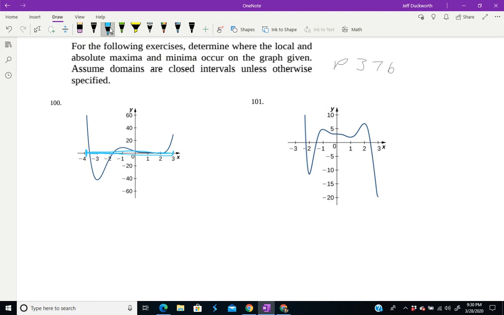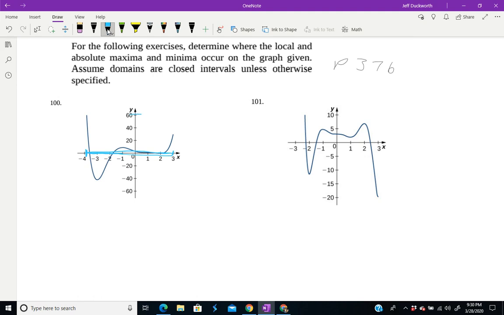Okay, so we're looking for the maxima and minima on here, and we want to determine whether or not they're local or absolute. All right, so let's look for our absolute max and min. We've got a closed interval here. We appear to have a bounded interval. We're cutting it off at 60 on top, and it looks like -40 on the bottom, so that's our bound.